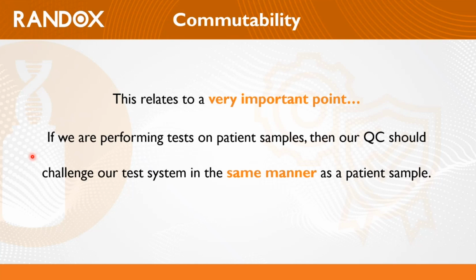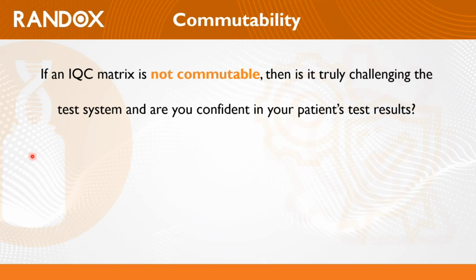If we are performing tests on patient samples, then our QC should challenge the testing system in the same manner as a patient sample challenges the testing system. If an IQC matrix is not commutable, then is it truly challenging our testing system? And are you confident in the results that your patients have received? How can you be confident if the control is not commutable?